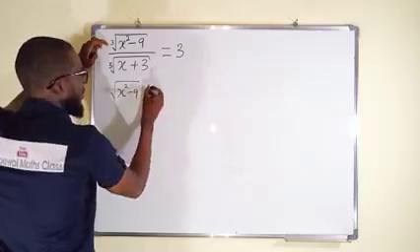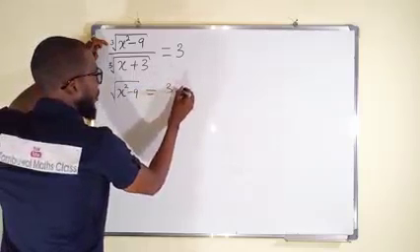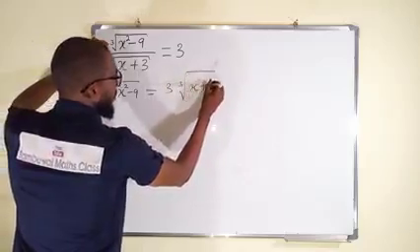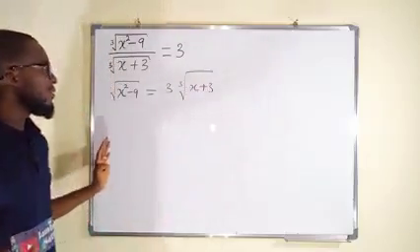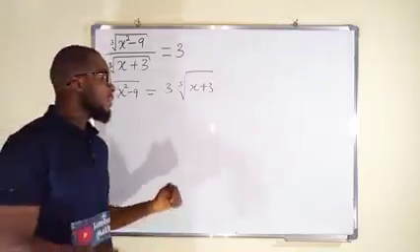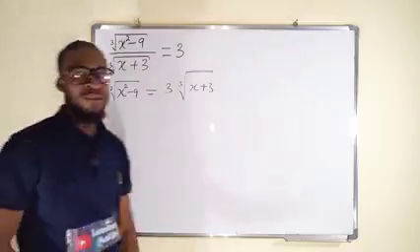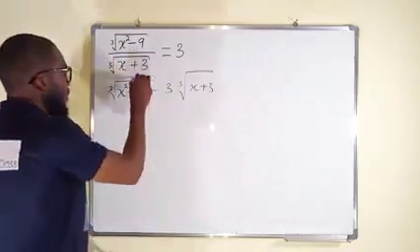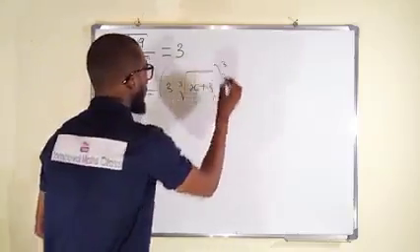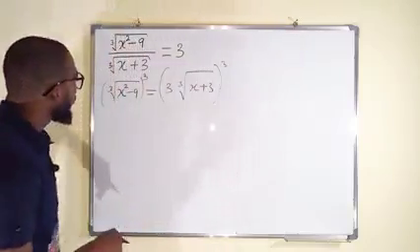Minus 9 to the left, and to the right we have 3 multiplied by the cube root of x plus 3. This is just cross multiplication. Still, we want to eliminate the cube root, so we can take the power of 3 from both sides. Power of 3. They are somehow related, remember.